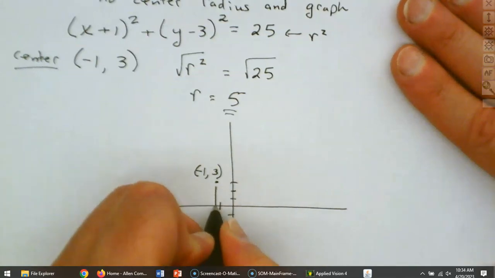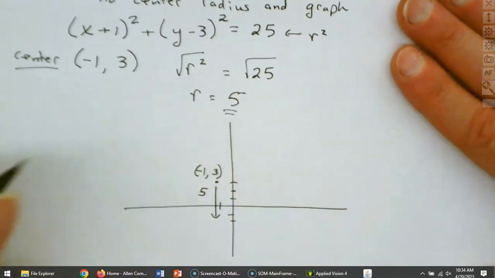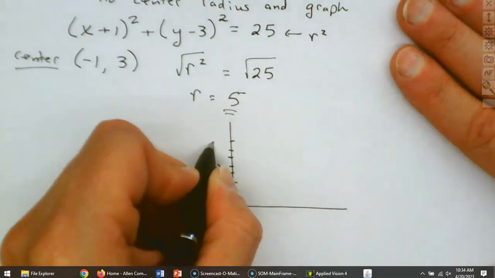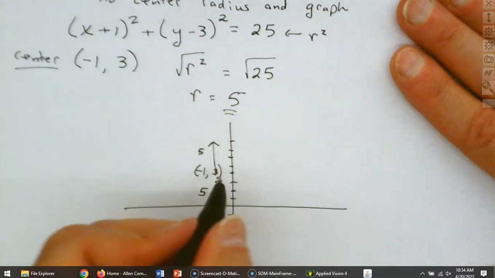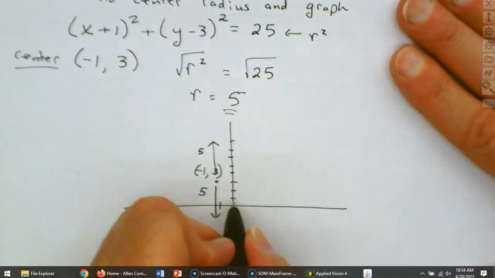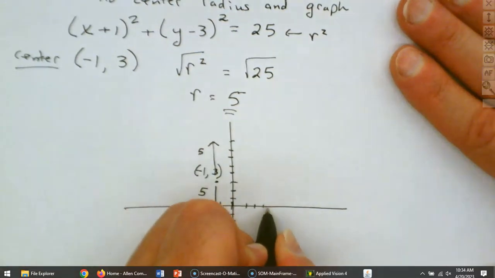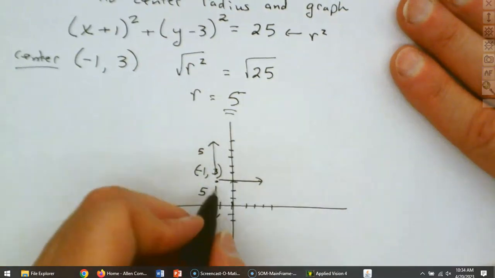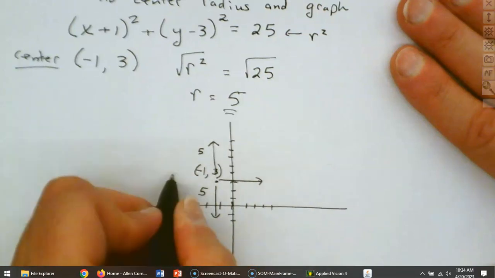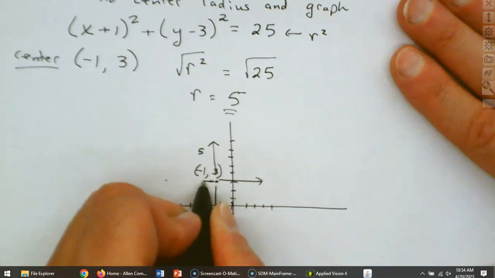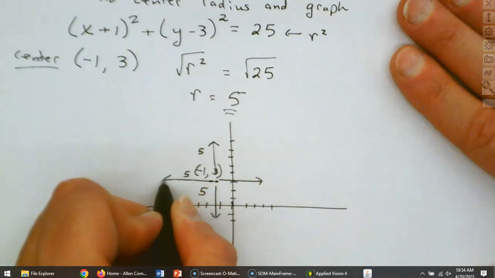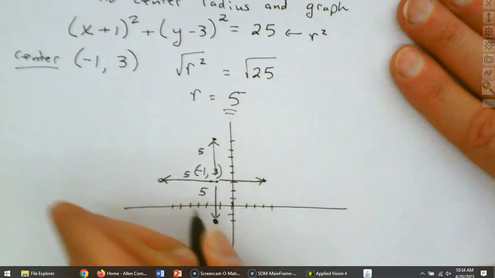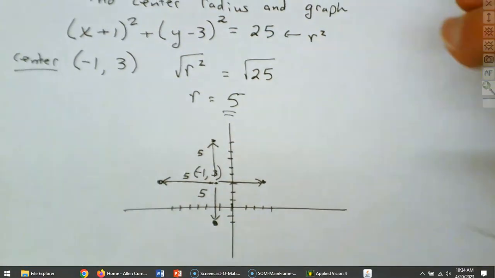So we go down 5, up 5, 1, 2, 3, 4, 5. And we're going 5 in each direction. We go forward 5 units, so 1, 2, 3, 4, 5. And we go back 5. 1, 2, 3, 4, 5. Okay, so there's 5 units in each direction. And now we simply connect them together the best that we can.